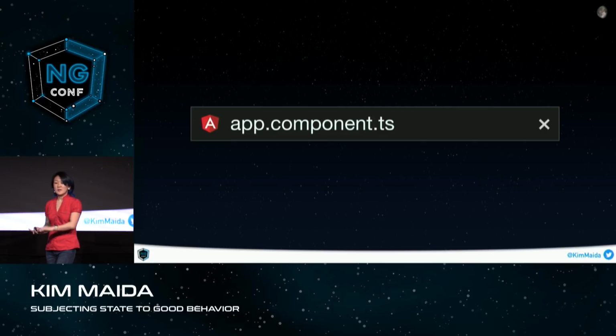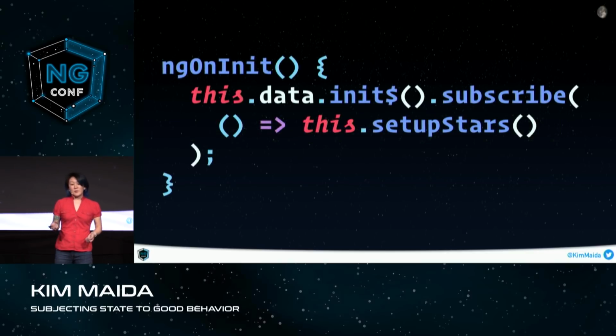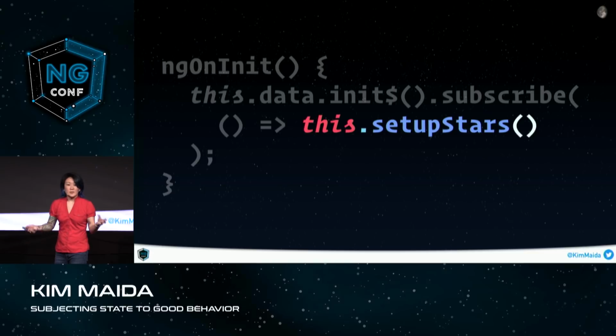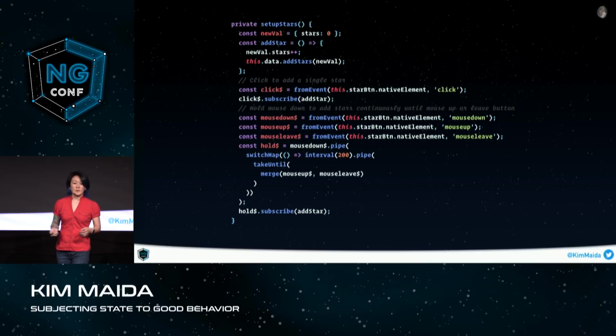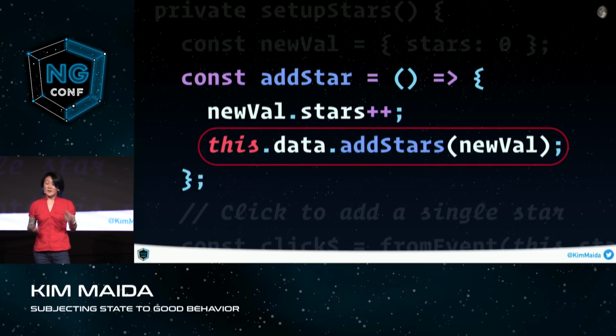Now the rest of the application is actually all composed in the app component, because it's a pretty simple app. You saw it was quite straightforward. On initialization, I'm going to subscribe to my init method to go get the data from the API. Once I've got that data, then I'm just going to run a local method called setUpStars. And this is where all of the RxJS functionality with clicking the button and holding the mouse down happens. It looks like this. Don't worry too much about that. But I have this function called addStar that actually calls my addStars method from my data service and passes in that new value.